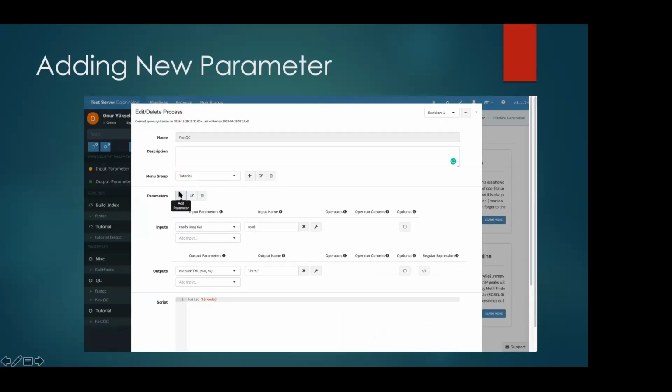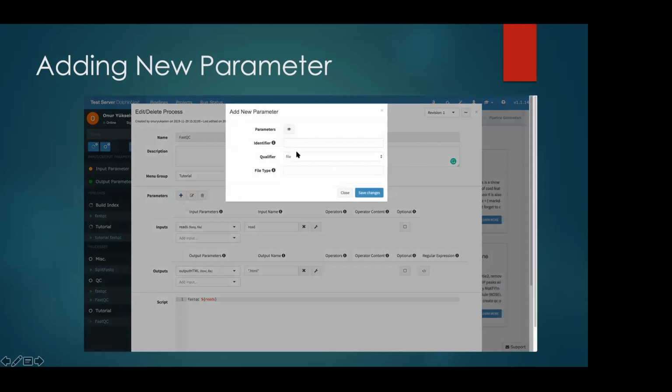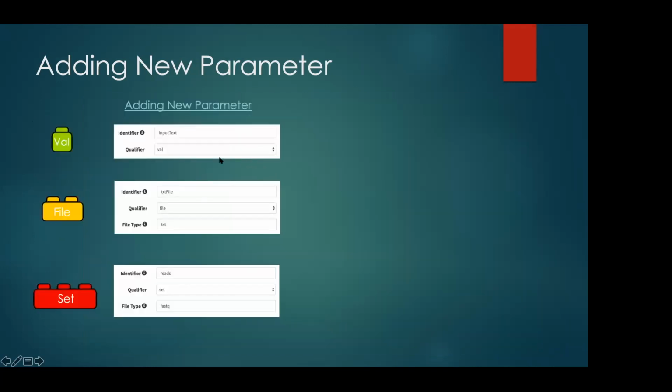So let's check our parameters section. How are we adding a new parameter? If you click this plus button, this window will show up and it will ask us for a few fields like identifier, qualifier, and the file type. Let me show you a few examples. If you choose the qualifier as val, we just need to enter some identifier. So it's just a name for that input parameter. And if you choose a qualifier file or set, we need to enter a file type as well.